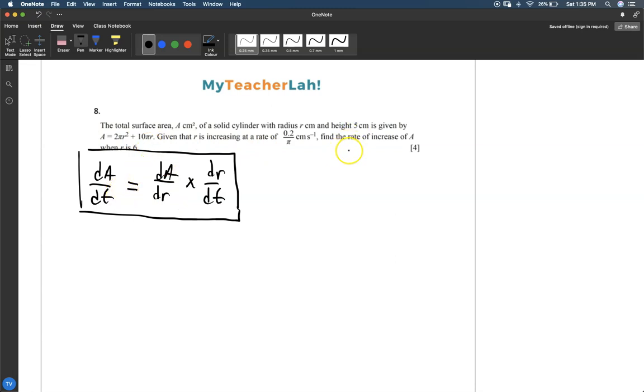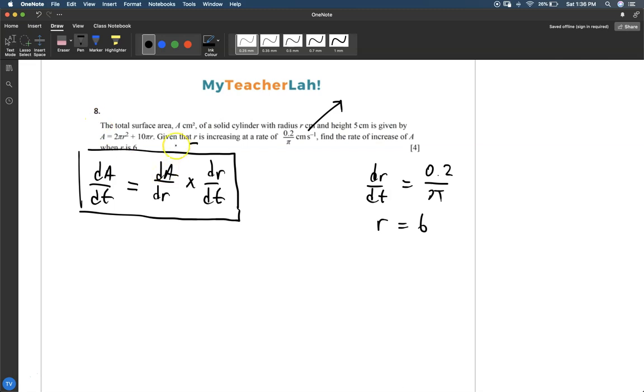So what are we looking at? We are looking at the rate of increase of A when r is equal to 6. Let's try and make sense of this. First of all, they've given you some information, which is this. This is actually the rate of change of the radius, which is dr over dt. I'm just going to take this first. And we know that the radius value is 6, given in the question.